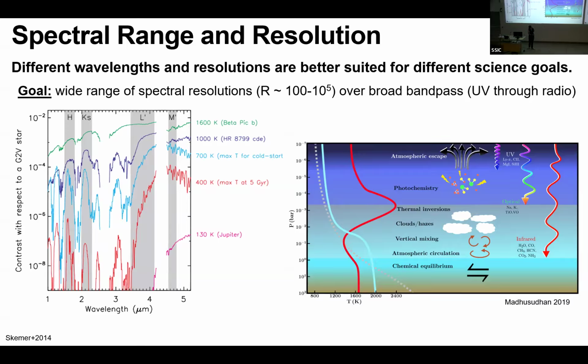Similarly, if you're thinking about atmospheric composition and atmospheric physics, different wavelengths are going to access different physics in exoplanet atmospheres. For example, UV is going to show you details about atmospheric escape, whereas clouds and hazes are going to be more easily detected in the infrared.